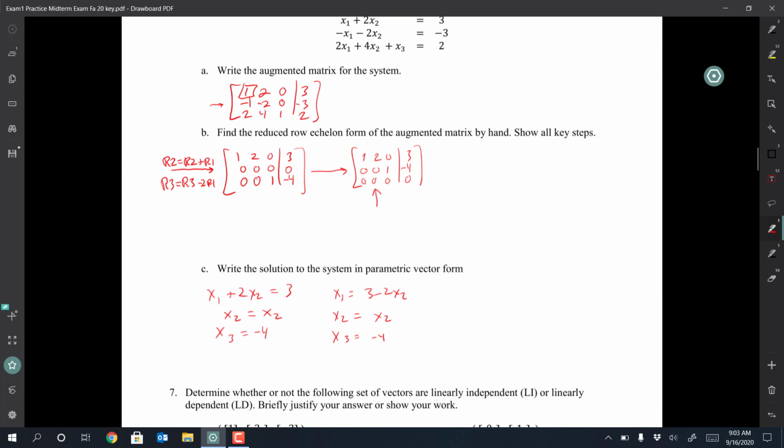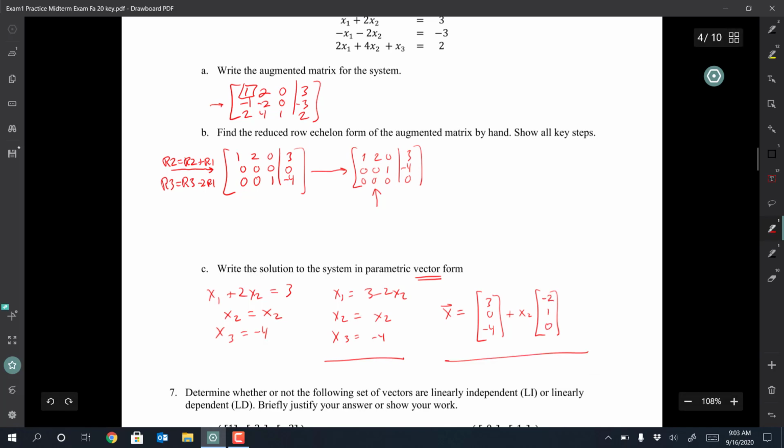And lastly, I'll write my solution in parametric vector form. This is parametric form. Parametric vector form says create a vector. And in this case, all of my x1, x2, x3 have constants and x2 stuff. So I'll have a vector of constants plus a vector of x2 stuff here. So the constants are 3, 0, negative 4. The coefficients to x2 are negative 2, 1, and 0. So this would be my solution in parametric vector form.